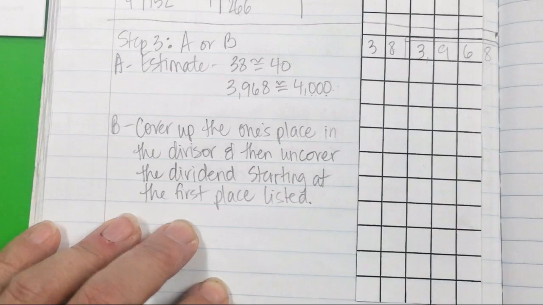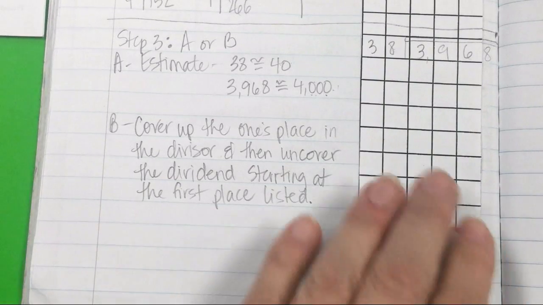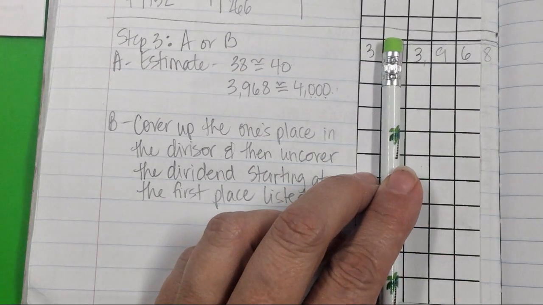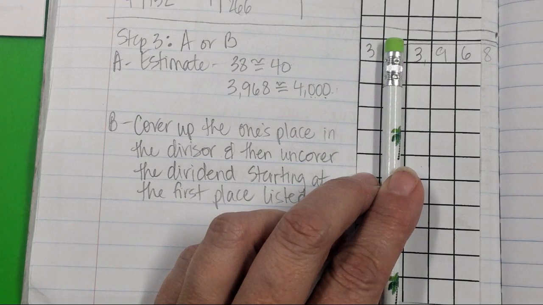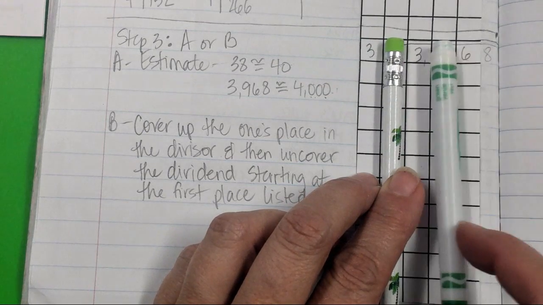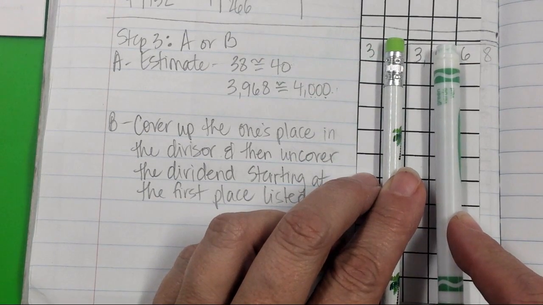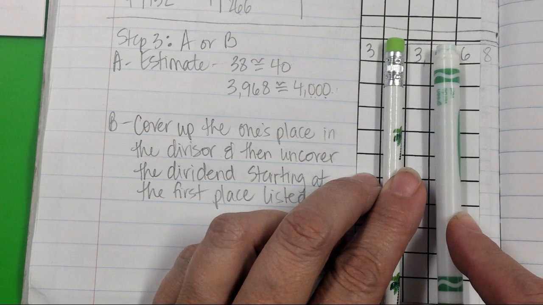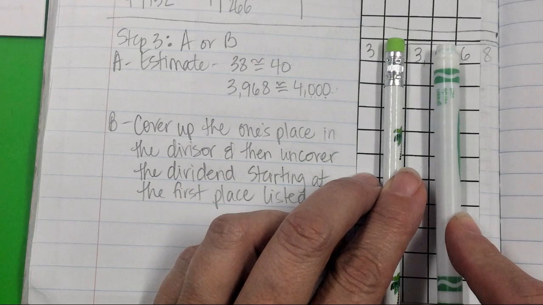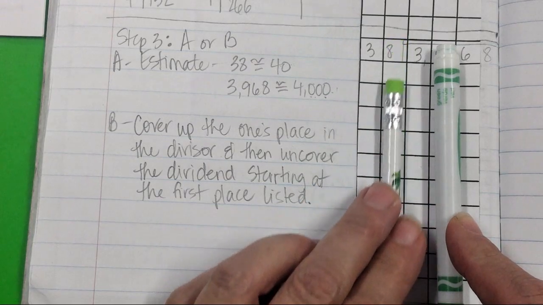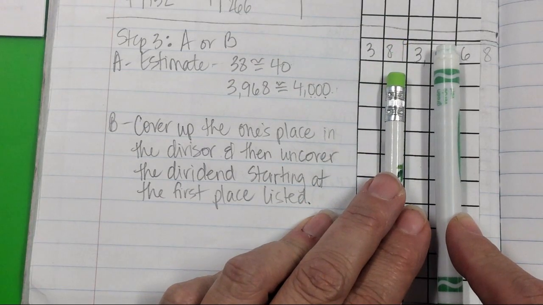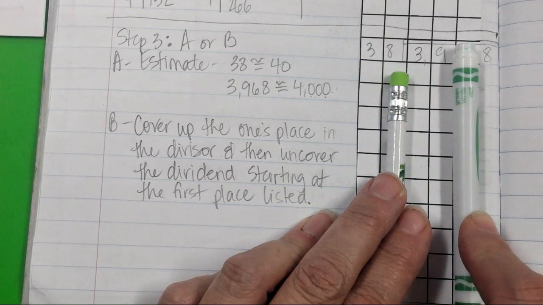Alright, so let me show you what that's going to look like. I'm going to take my pencil, take my marker, and ask myself, does 3 go into 3? Yes, it does, right? But my divisor is 38. Is it going to go into 39?